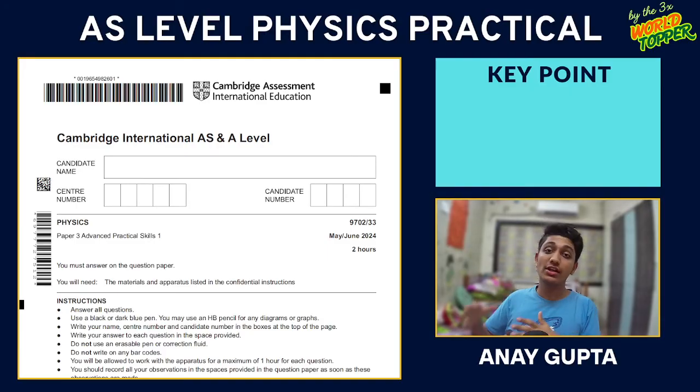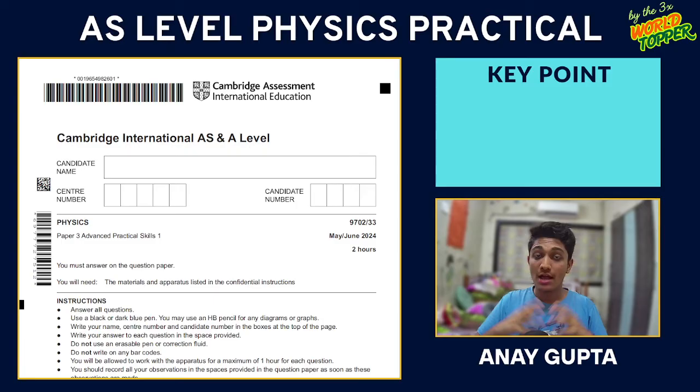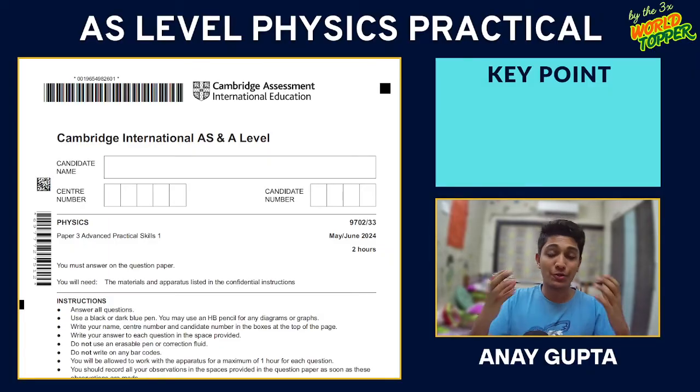Last year, I was sitting this exact paper, May June 2024 9702 33. And today, we will be taking a walkthrough of that paper to discuss the insider secrets of how to ace the physics practical exam. Now, it took me some time to collate these secrets, but luckily for you, you have the world topper right here who's gonna spill out these secrets. So make note of them as I write down the exam again after 1 year.